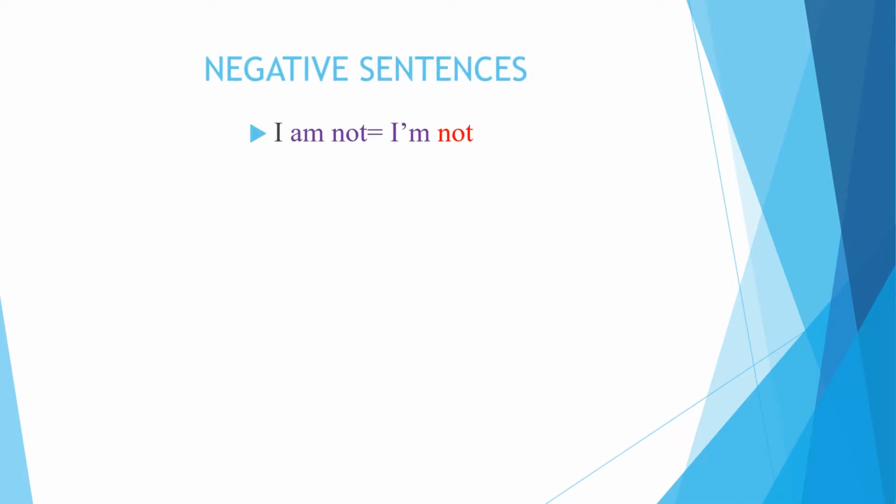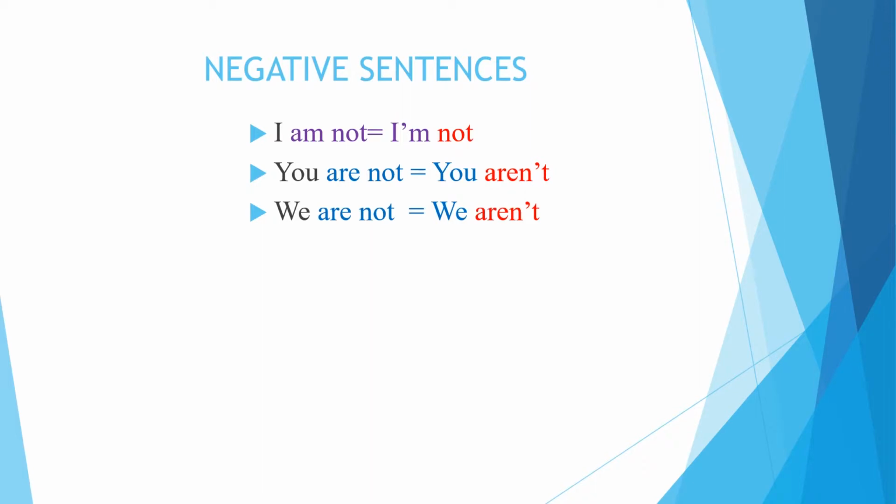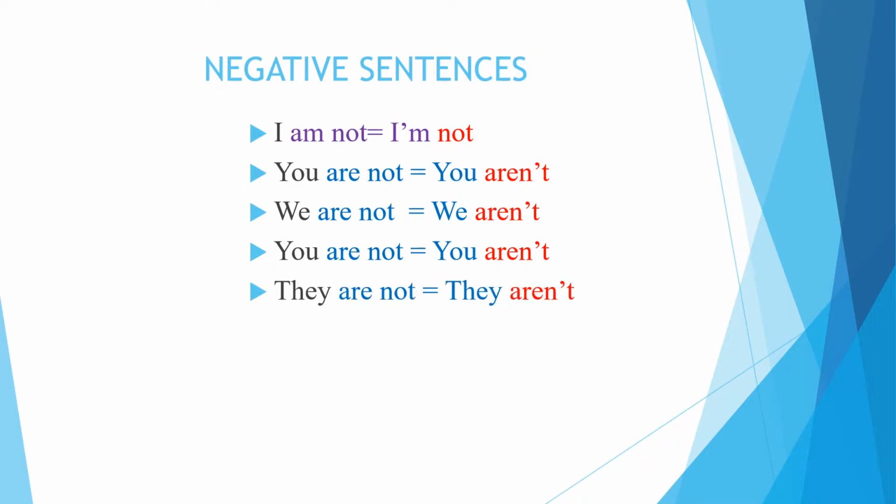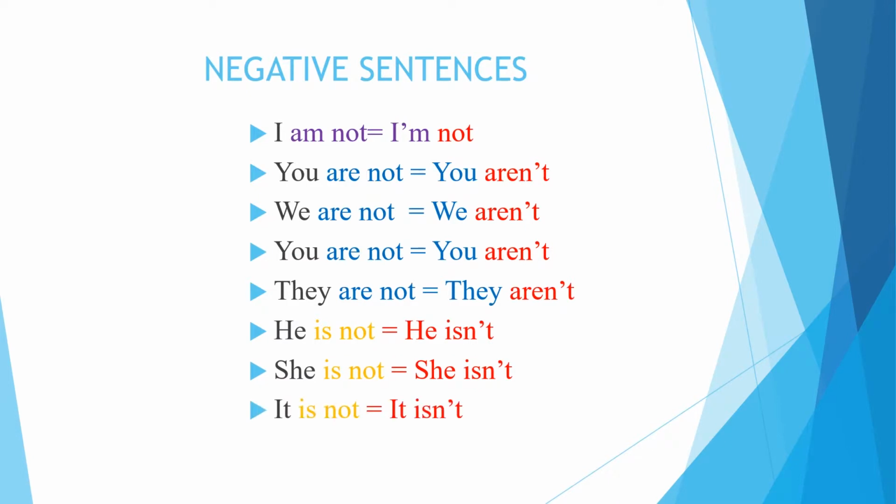Here we go. How we build negative sentences with the verb to be. We use not. For example, I say, I am not. You are not. Or we say, you aren't. We are not. Or we aren't. You are not. Or you aren't. The same happens with they, but with he, she, and it, we use is not or isn't. He is not or he isn't. She is not or she isn't. It is not or it isn't.